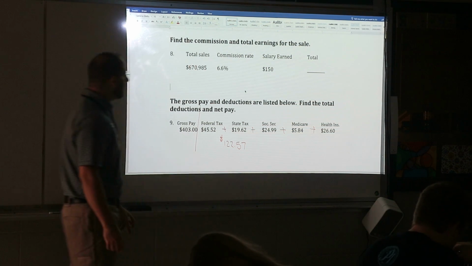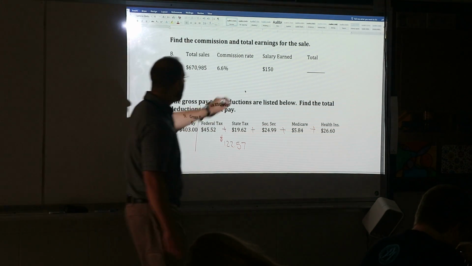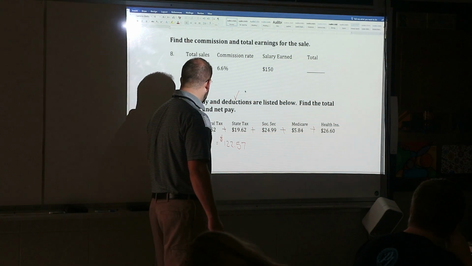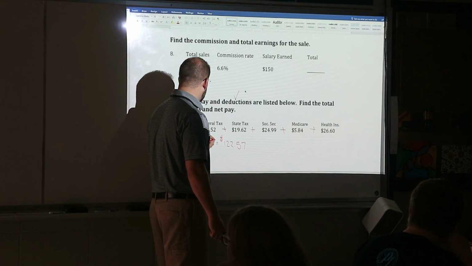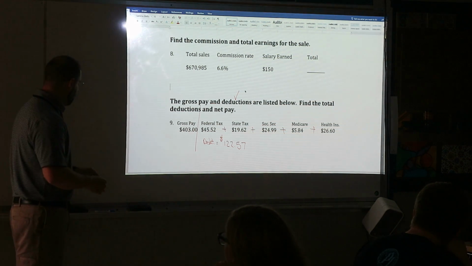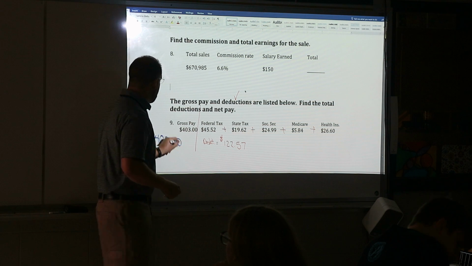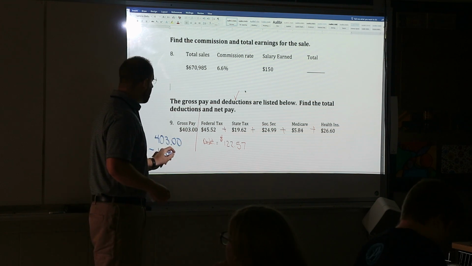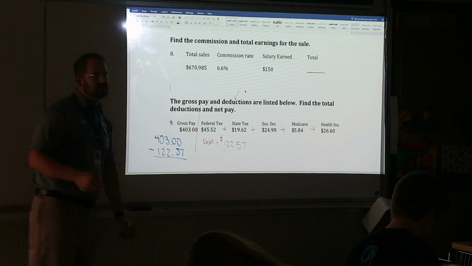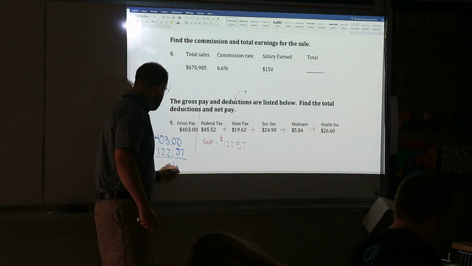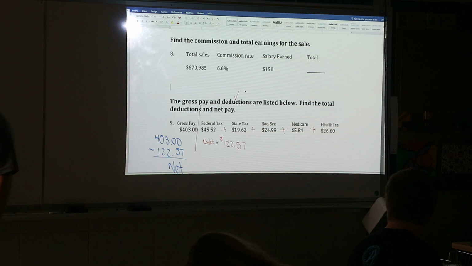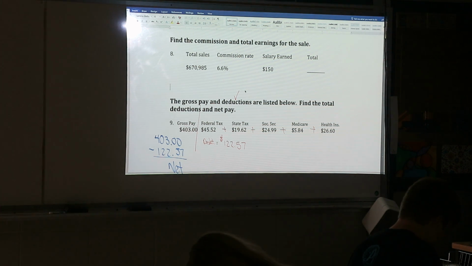Alright, okay, so we added those all up, that's my deduction. So check, we already found the first part. These are all the deductions. We're not done yet though. These are what they're going to deduct from your paycheck. The final thing is to take your gross pay of $403 and subtract the deductions out. This will give you your net pay. But I want to know your total deductions before you subtract it. What do we get? 280 and 43 cents. There you go. 280 bucks.